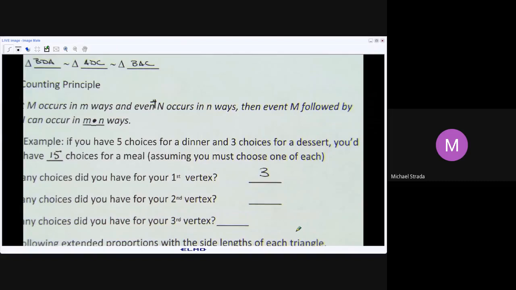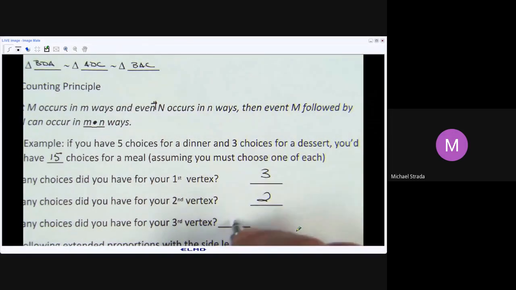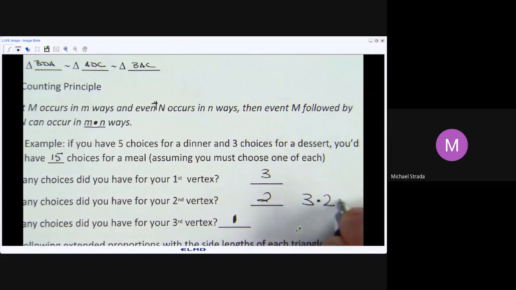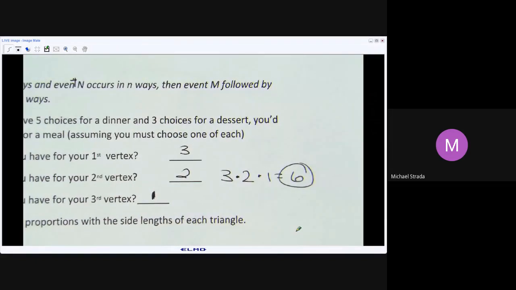Now, you can't pick the same vertex twice. So this is called without replacement, which means you don't put it back in. How many choices do you have for your second vertex then if you've already picked one? How many are left? Two. Good. And then finally, how many choices would you have for your last vertex? One. Make sense? Because that's without replacement. So the total number of choices is 3 times 2 times 1, which is 6. So basically, keep this in mind as you go through this. There's 6 different ways to name your similarity triangle. And all of which are correct.